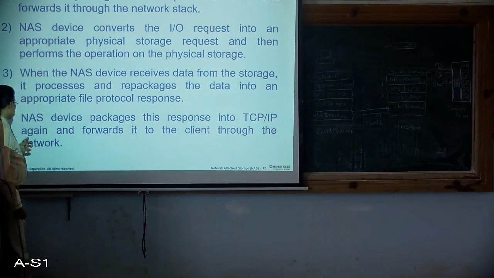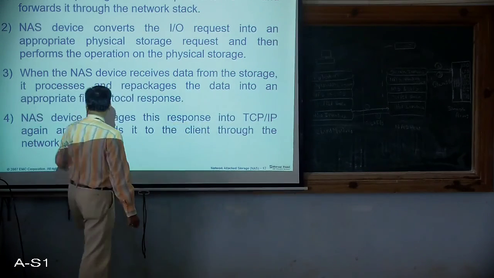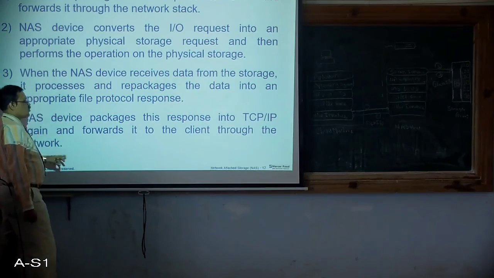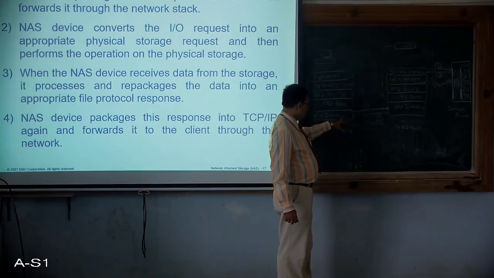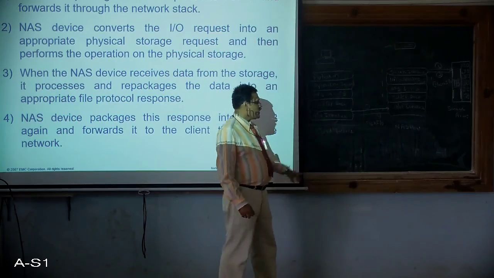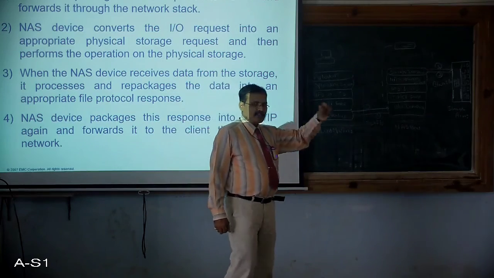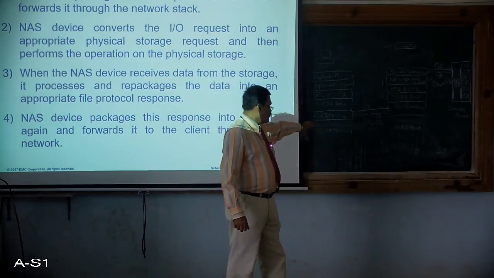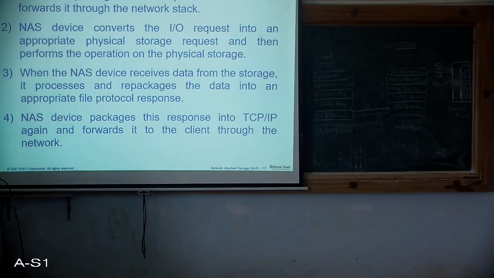So finally, the NAS device packages this response into TCP/IP again and forwards it to the client through the network. The TCP/IP packet is sent back to the client, which is nothing but the data the client has requested reaching it. It has been fetched from the storage array and sent to the client. So this is the simple operation of NAS IO.